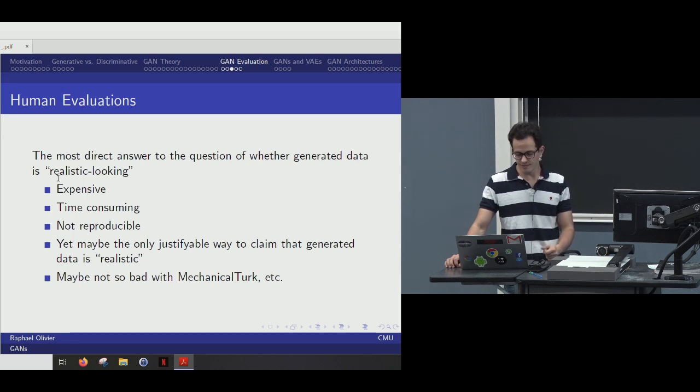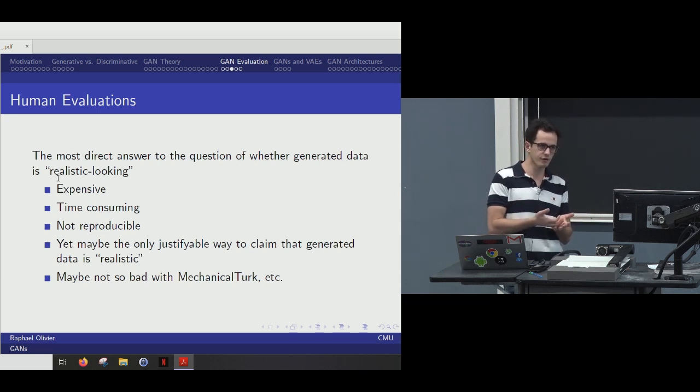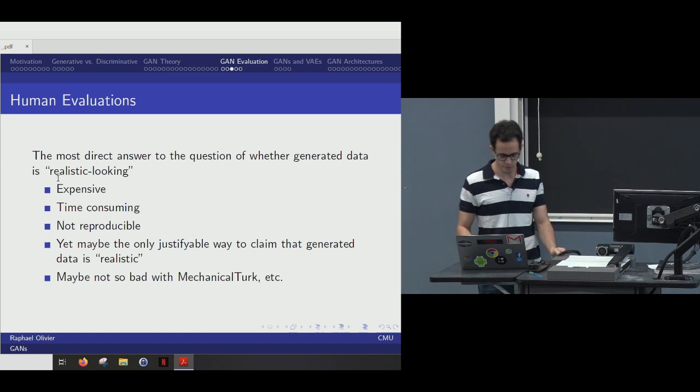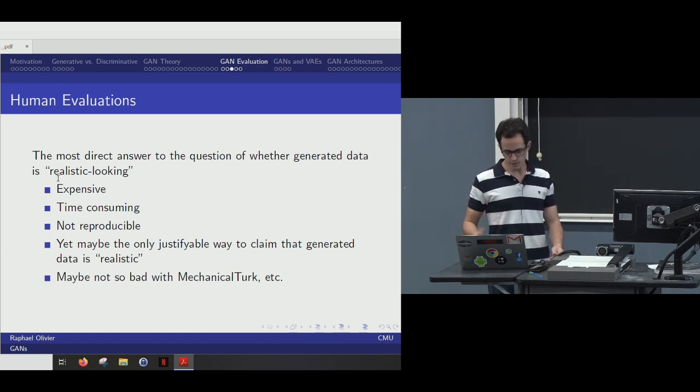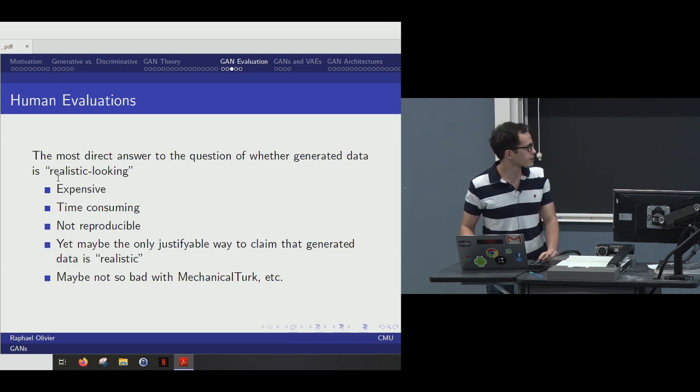And also it's not reproducible. If you're trying to take a GAN and reproduce it, it gives different results. Well, that's because you ask different people, so there's no particular reason that they would do the same thing. So that's not completely satisfying from that point of view. But none of the methods we're going to see are satisfying.